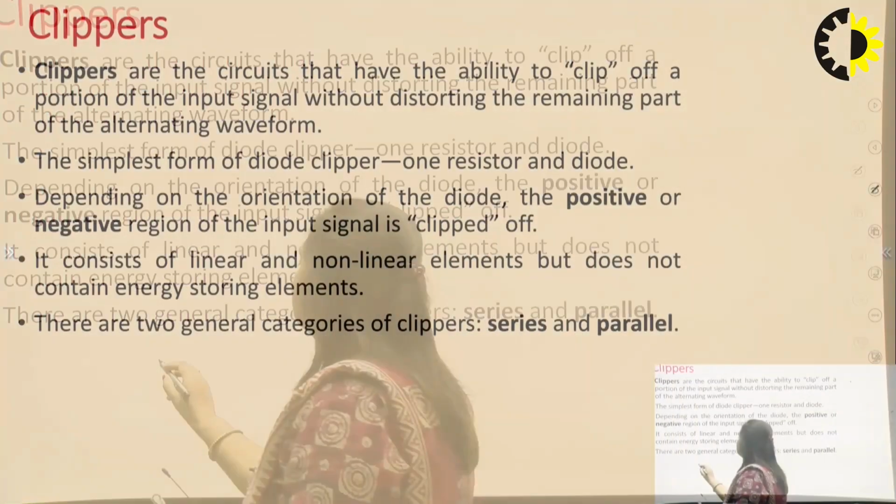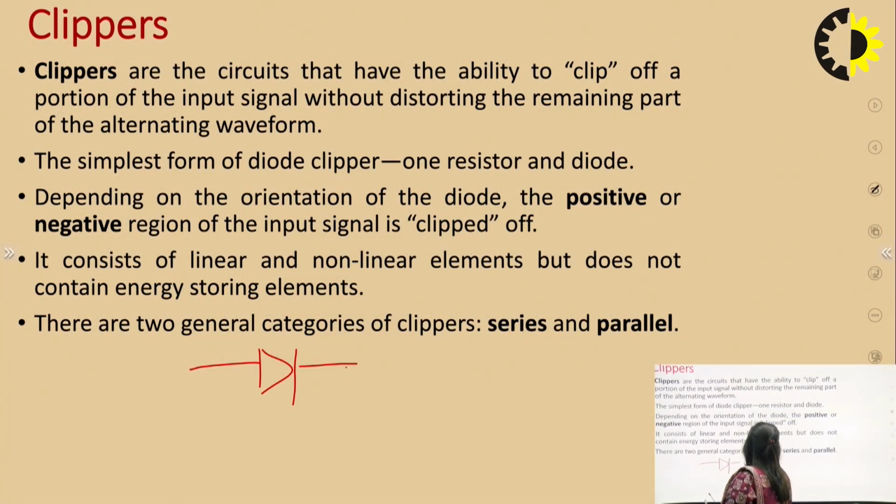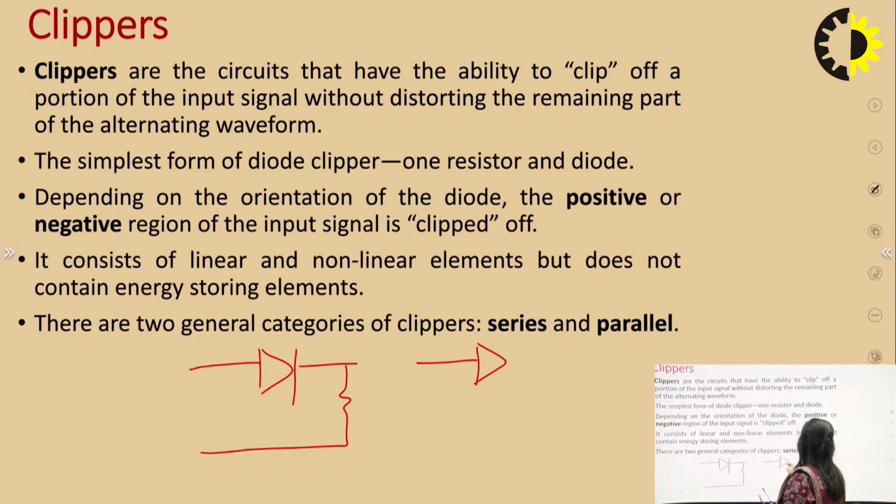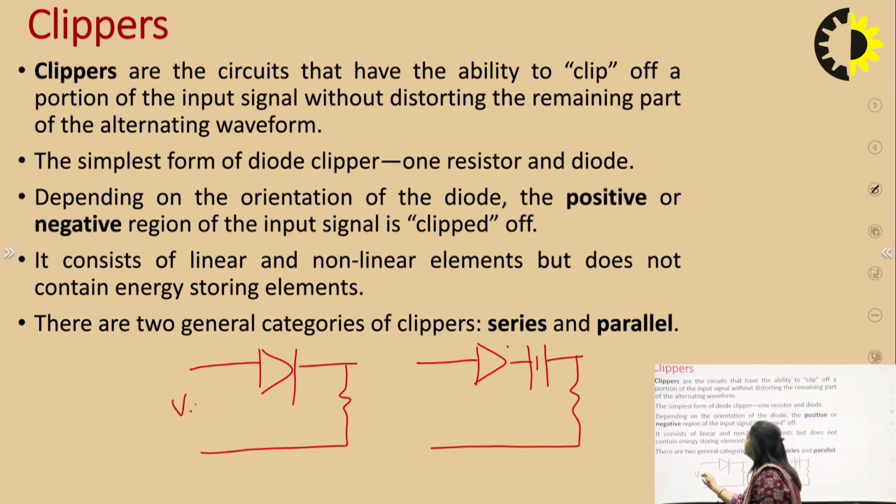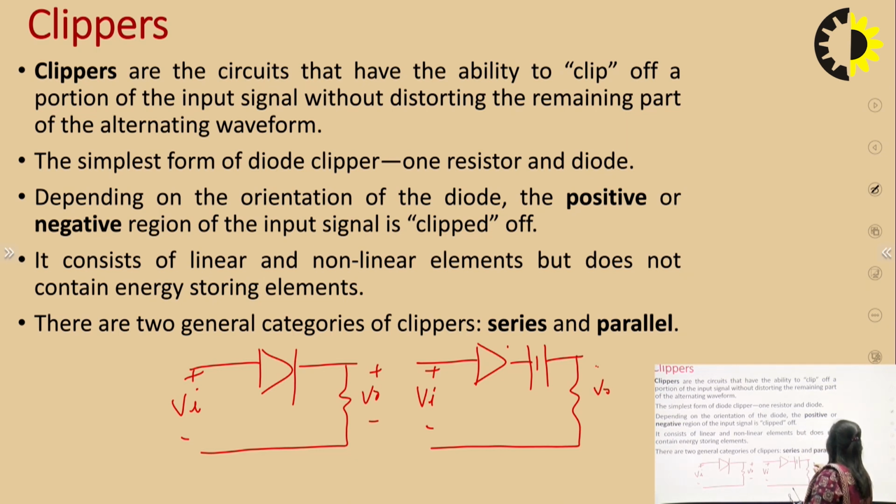In the simple clipper, the circuit is in this way. This is the circuit for the simple clipper and this is the circuit for the bias clipper. This is the Vi signal and here it will be the output. This is the input and this is the output. So there is no biasing here. This is the simple circuit for the clipper, and here there is a biasing of plus minus. So this is the bias clipper circuit, and here the diode is in series with the input supply.